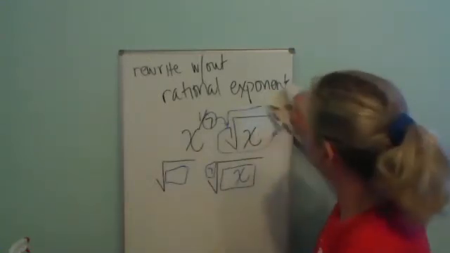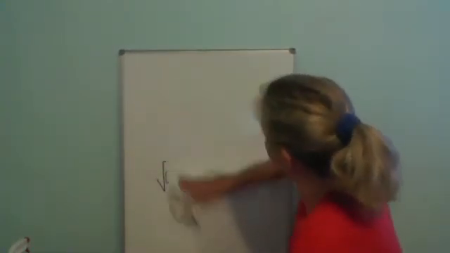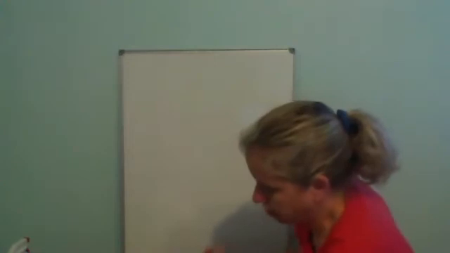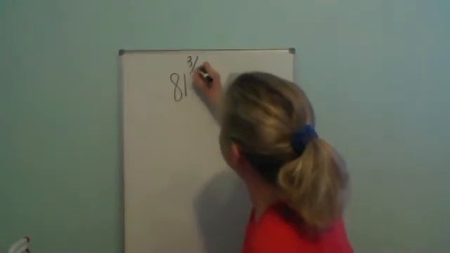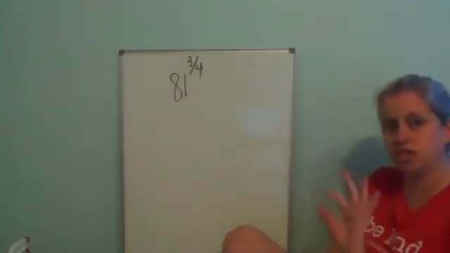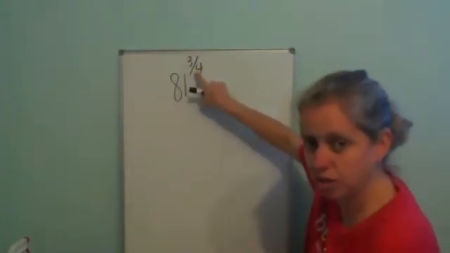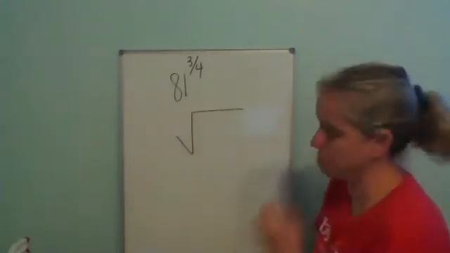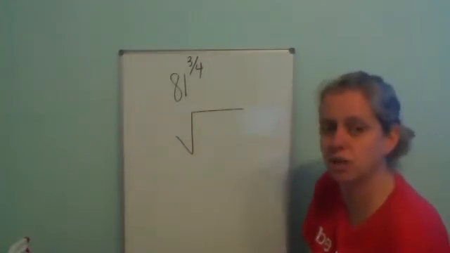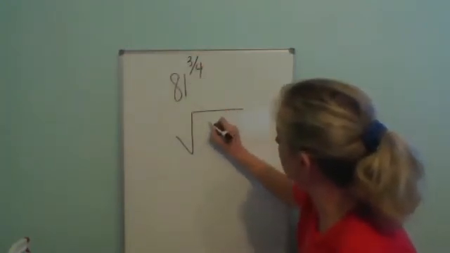All right, number 7. Rewrite without rational exponents and simplify if possible. I've got 81 to the 3/4 power. So just like the last one, I'm going to go from a rational exponent, which is an exponent that's a fraction, to a radical symbol. So there's my radical symbol that I'm going to fill in. Whatever this base number is, that's what's coming right here.